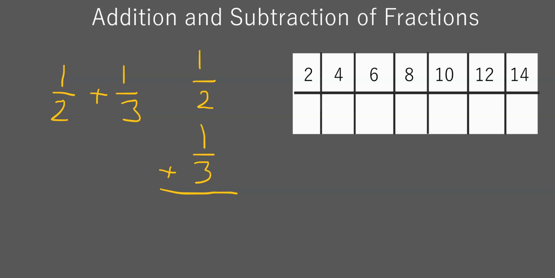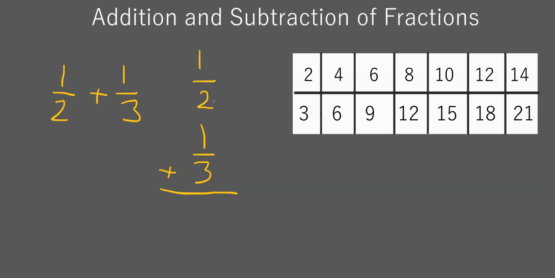For 2, we have 2, 4, 6, 8, 10, 12, and 14. And for 3, we have 3, 6, 9, 12, 15, 18, and 21. Now you don't have to do the first 7 each time. Typically the first 5 will get you what you need to get. Now if I look here, I can see that the lowest common multiple that they have is going to be 6. So I am going to use 6 as my common denominator.